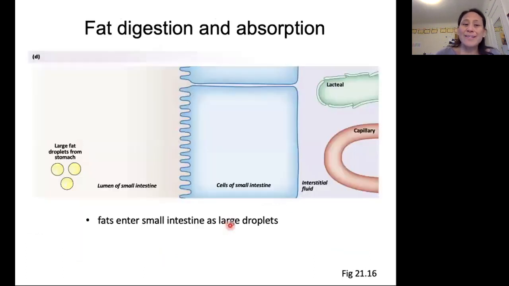All right, so now we're ready to talk about fat digestion and absorption. Okay, so first of all, I want to start by saying that fats are going to enter the small intestine in the form of large droplets. Remember that fats are hydrophobic. They're not going to want to just float around freely in the hydrophilic space that is here in the small intestine. So they're going to huddle together in these droplets.